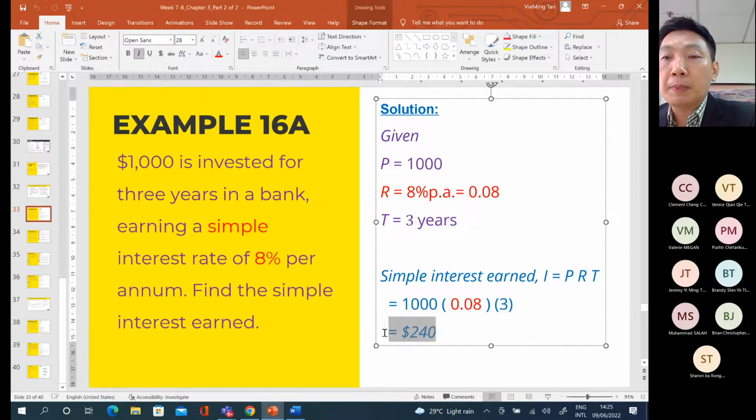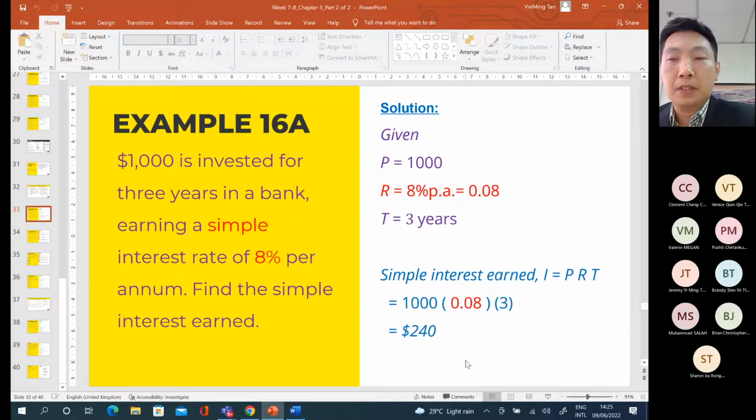In reality, it is better for us to use the formula directly to get the answer for 3 years. So far so good.